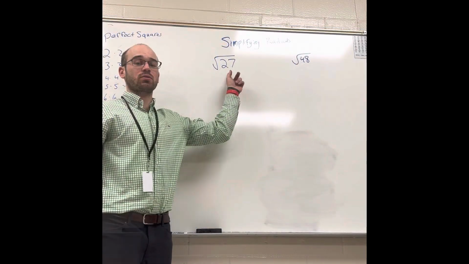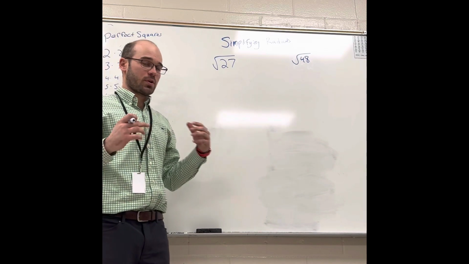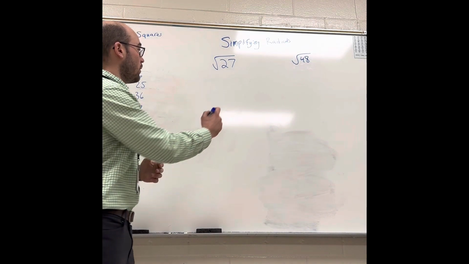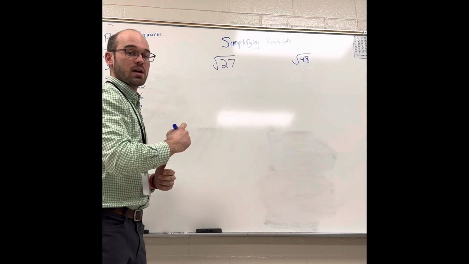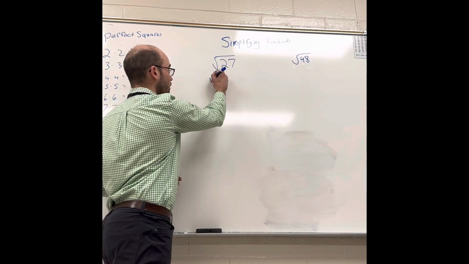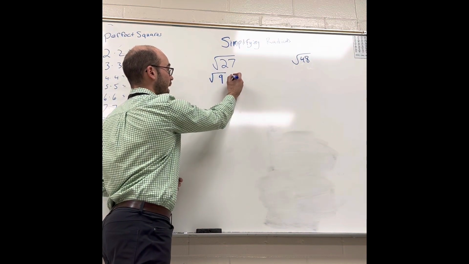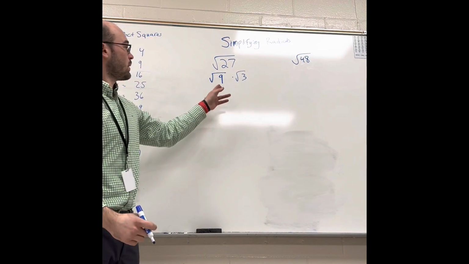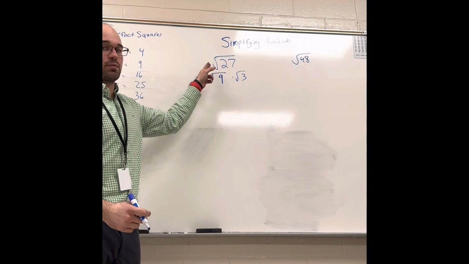Next up, I've got radical 27. So first thing I'm thinking about, what perfect square could go into 27? I know 4 can't really make it, but 9 can, so let's try that out. I know that 9 times 3 will get me 27, so in my next step, I'm going to write root 9, or radical 9, multiplied by root 3, and I know that'll give me root 27.